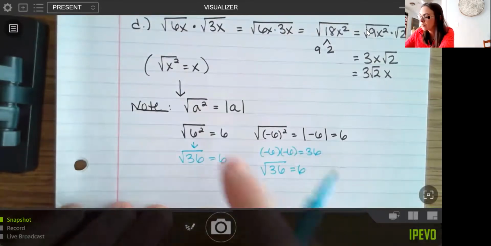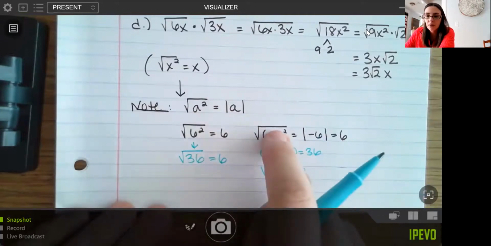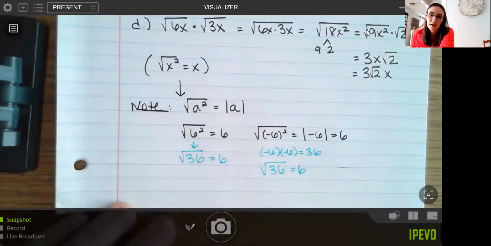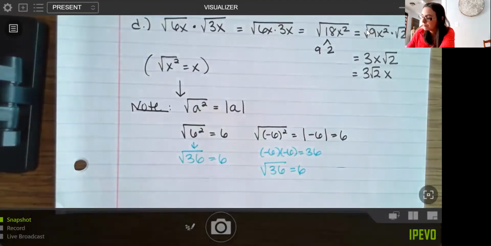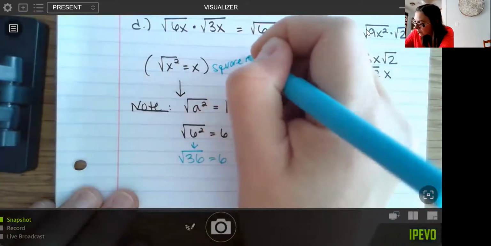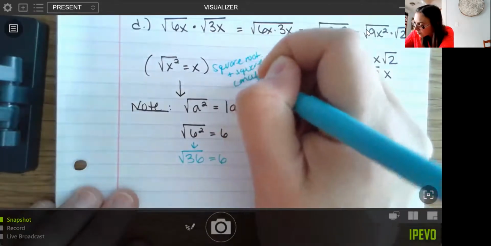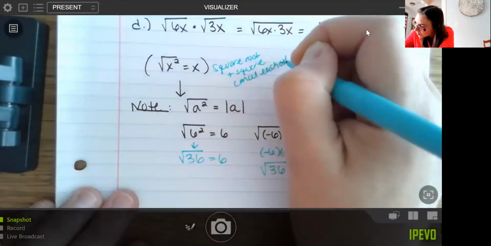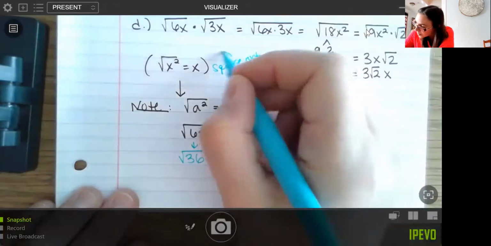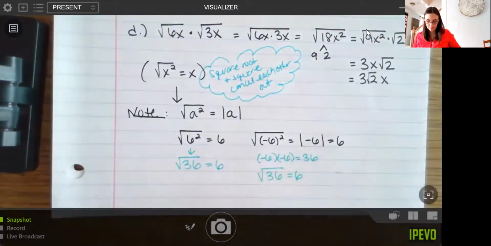So if you forget this rule or you forget that you have to take the absolute value all the time, just simplify under the root first and your answer will still work out. The big idea here to remember is that a square root and a square cancel each other out. So that's kind of like the big idea. Okay, so they're opposites, or what we usually call inverses in math when we have opposites.